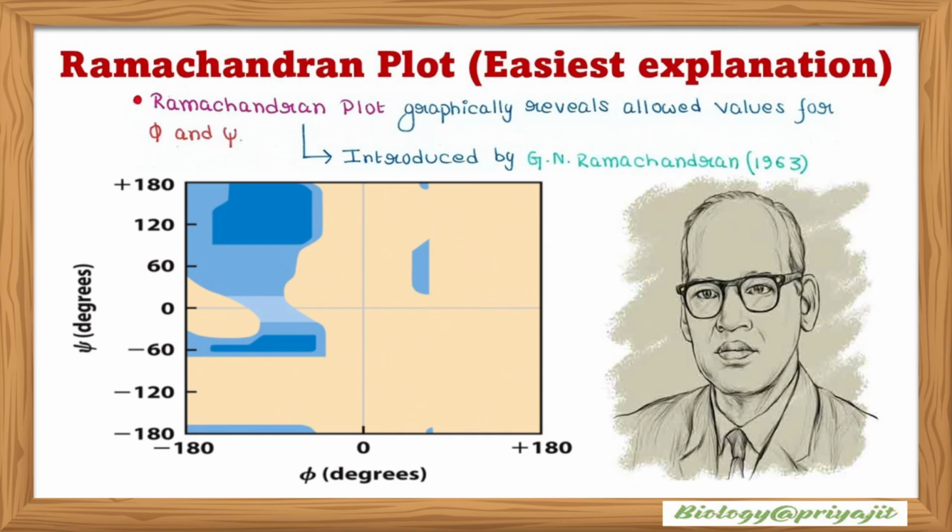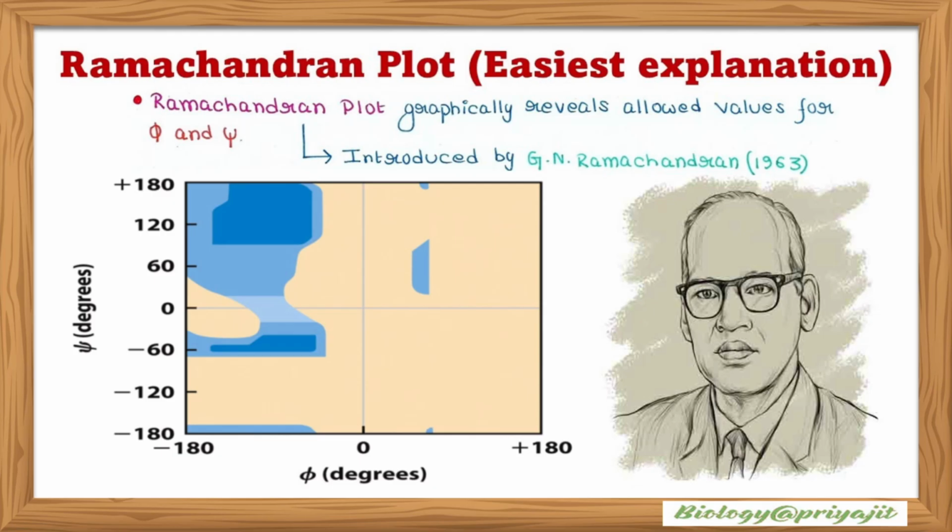Welcome, my dear students. Today we explore one of the most insightful and elegant concepts in structural biology, biochemistry, that is Ramachandran Plot. Have you ever wondered how proteins decide which shapes they can fold into and which shapes are simply impossible? Or why only certain angles between amino acids are allowed while others lead to steric clashes?